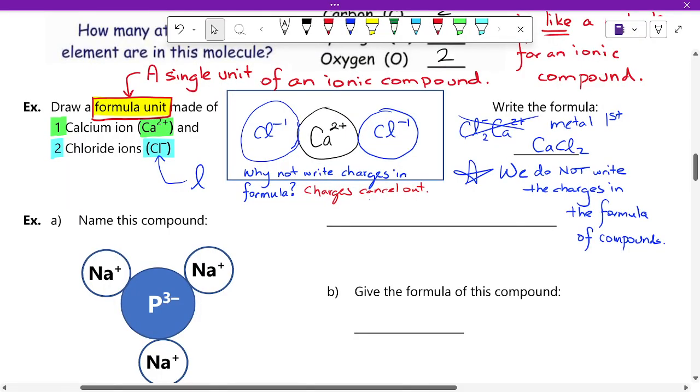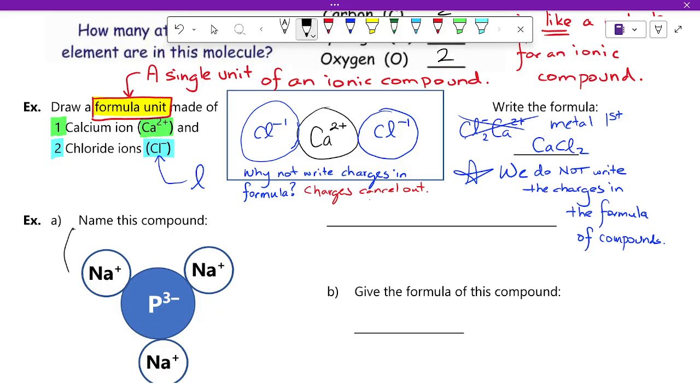Could you name this compound here? See if you can name that compound. Write it down, check with your partner.